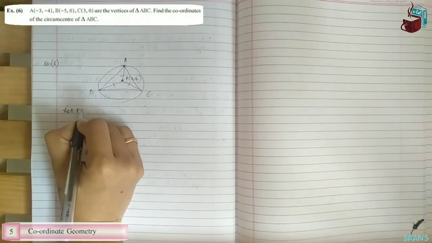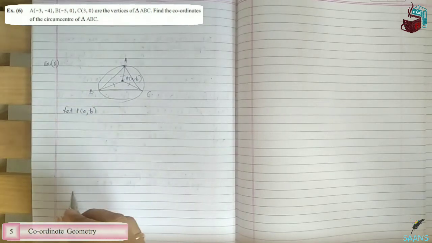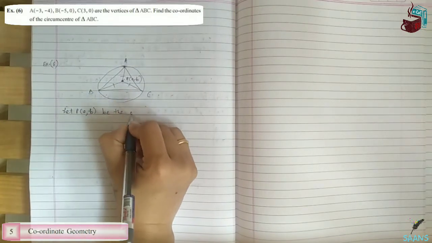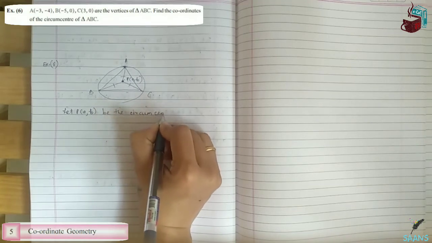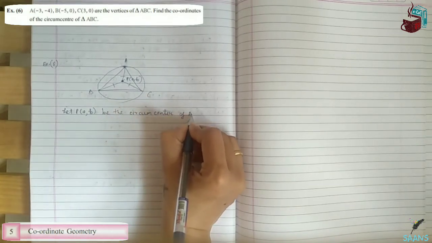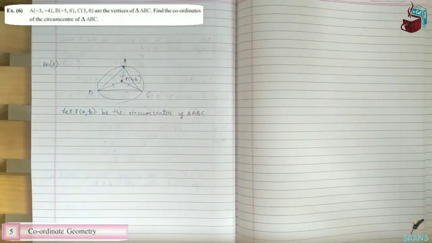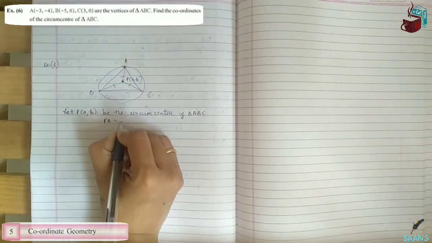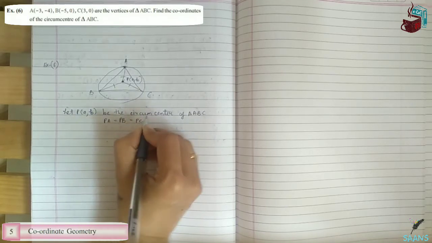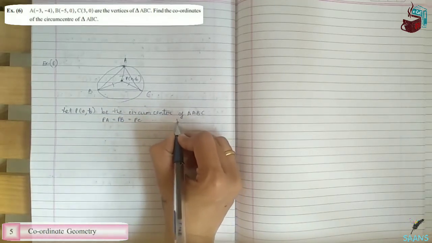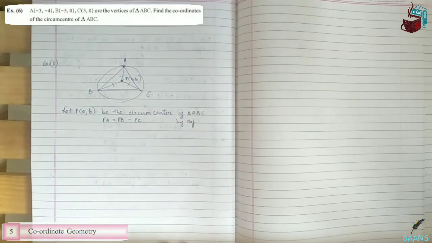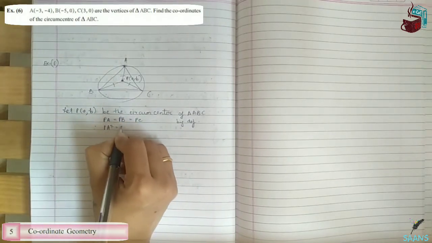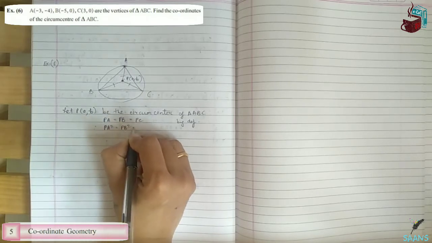Let P(a, b) be the circumcenter of triangle ABC. Now we know that if it is the circumcenter, as I told you, PA equals PB equals PC, by the definition of circumcenter. Now, as I told you all, always when we compare distances, we have to square them. So square all now and keep PA square equals PB square equals PC square.